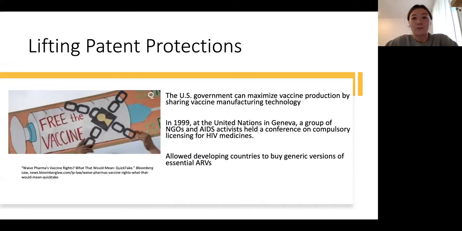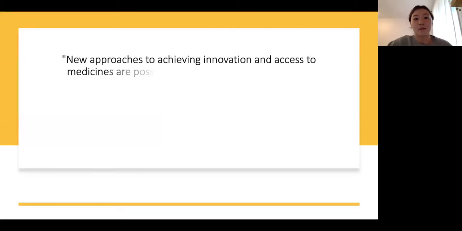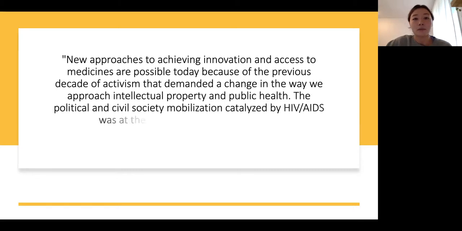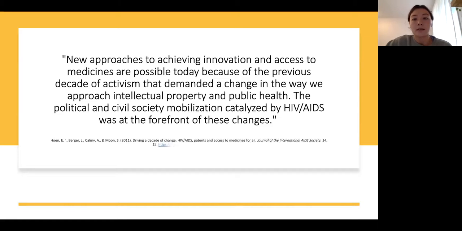So this is why our group has called for the lifting of patent protections on vaccine manufacturing technologies. This was done in 1999 when a group of NGOs and AIDS activists held a conference in Geneva on a compulsory license on antiretroviral drugs. This allowed developing countries to buy generic versions of these drugs so that millions could get access to treatment. And here we have a quote. It says that new approaches to achieving innovation and access to medicines are possible today because of the previous decade of activism that demanded a change in a way we approach intellectual property and public health. The political and civil society mobilization catalyzed by the HIV and AIDS epidemic was at the forefront of these changes.